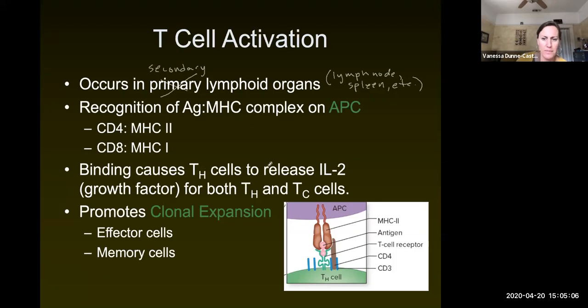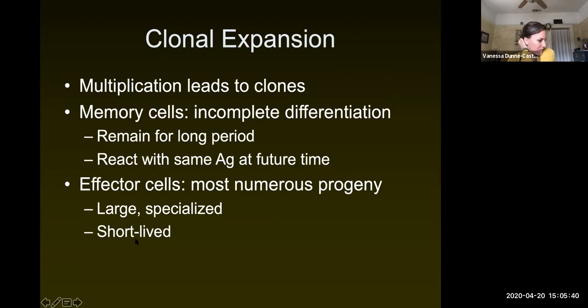The binding causes T helper cells to release interleukin-2 growth factor for both T helper cells and cytotoxic T cells. And this interleukin-2 binding back to itself promotes this concept of clonal expansion. Clonal expansion is just making tons and tons of copies of the exact same cell, but they're differentiated. We call them terminally differentiated. That means that these effector cells, once they're made, they're going to do something and then they're going to die. Versus memory cells, which are incompletely differentiated cells that last for a very long period of time. So for this concept again of clonal expansion, just so you see, multiplication or massive replication is what we're talking about here.